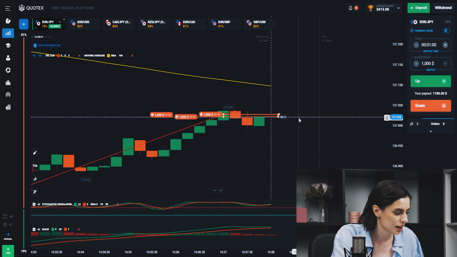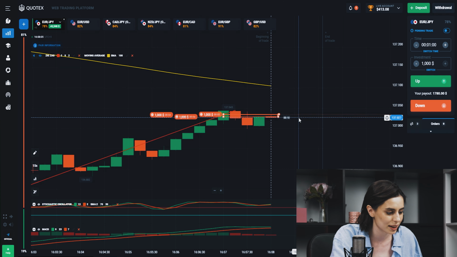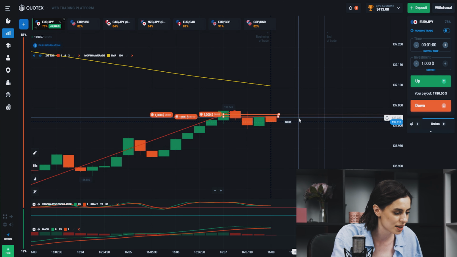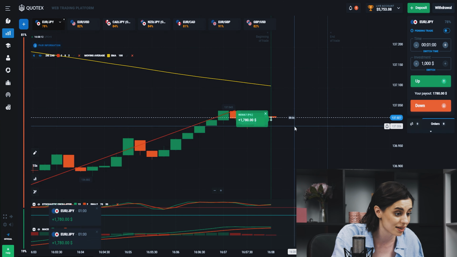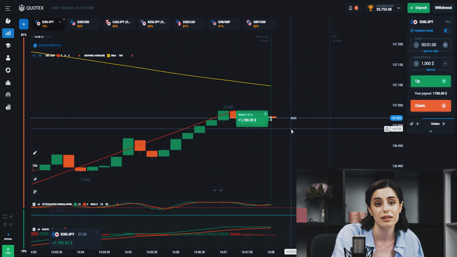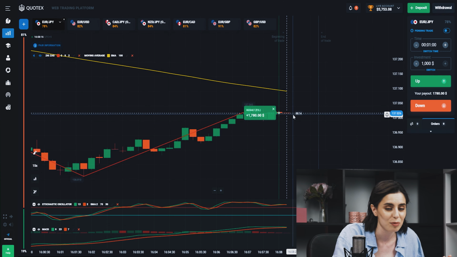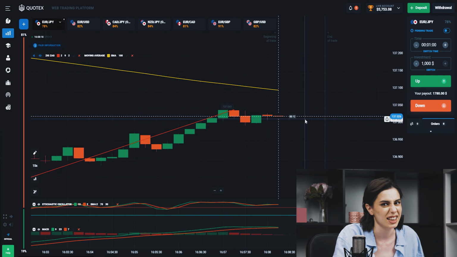So let's see how our last three bets are going to go. It's a little bit between orange and green, but it seems like the time period was perfect, and we are about to have it as a profit, and the bank is getting more and more.